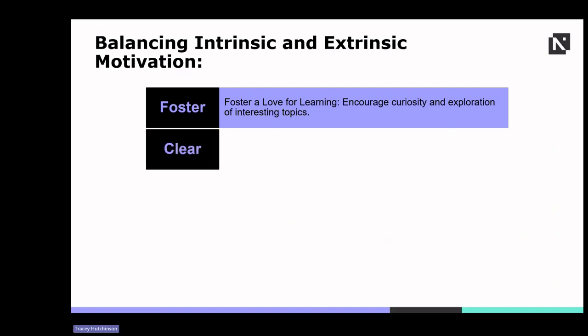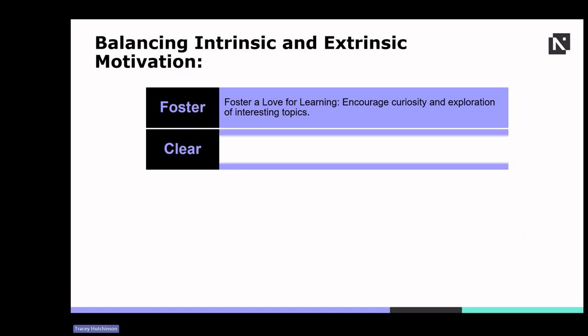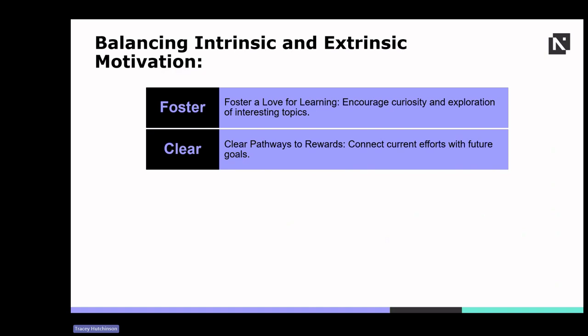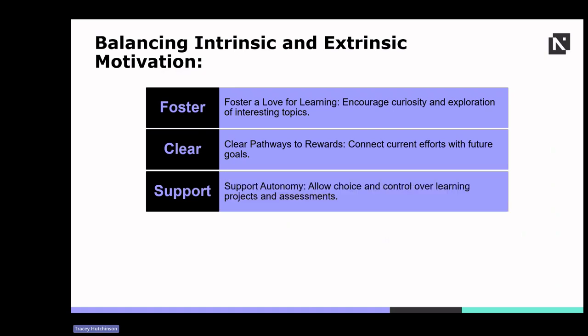Give clear pathways to rewards. It's important to connect students' current efforts with their future goals by clearly linking academic achievements to tangible outcomes, such as career opportunities or certifications. Educators can provide a sense of direction that fuels motivation. Teachers can support autonomy. Offering students a degree of choice and control over their learning projects and assessments enhances their sense of ownership and personal investment in their education. This autonomy can significantly boost intrinsic motivation.